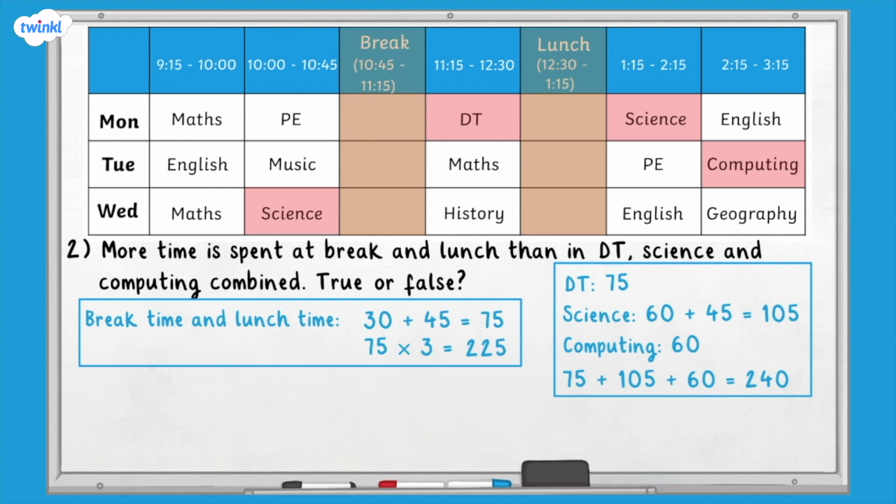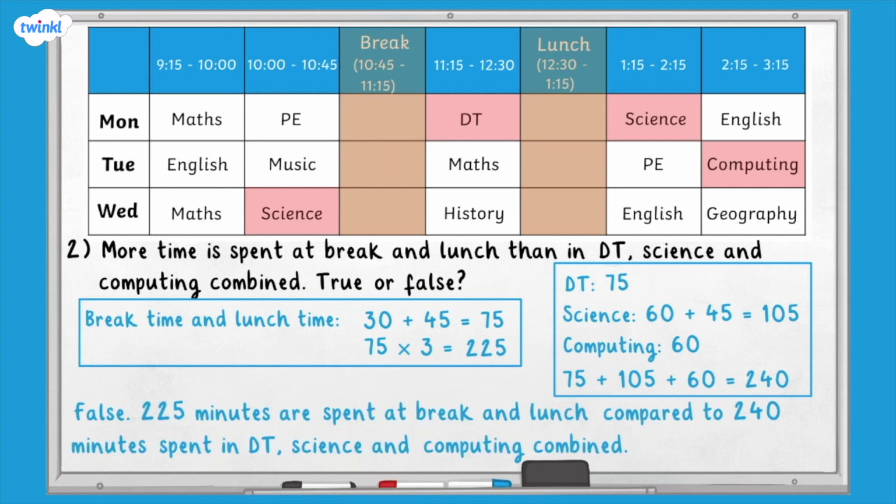So this statement is false because 225 minutes are spent at break and lunch compared to 240 minutes spent in DT, science and computing combined.